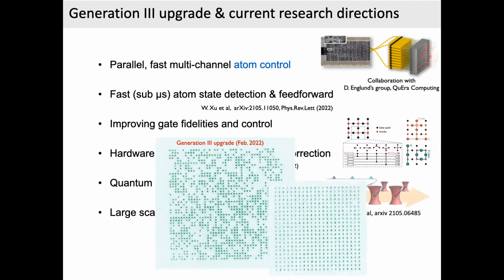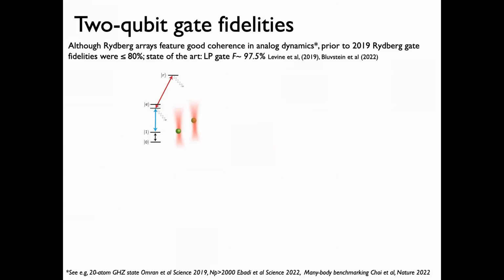These are some pictures from the generation 3 upgrade. We can now trap over 1,000 atoms, and can sort over 500 atoms. But one thing I'd like to focus on in particular is the quality of operations, because if you grow the system size, you also have to improve the qubit fidelity. In particular, if you want to make these ideas of error correction useful, the fidelity of the gate should be larger than a threshold, which, for the surface toric code, is around 99%.